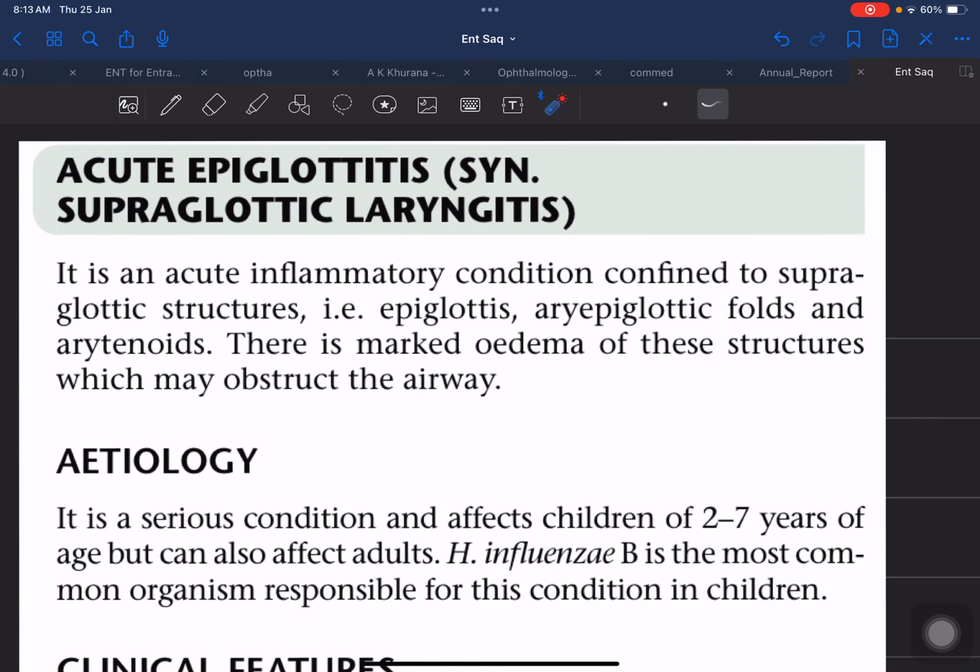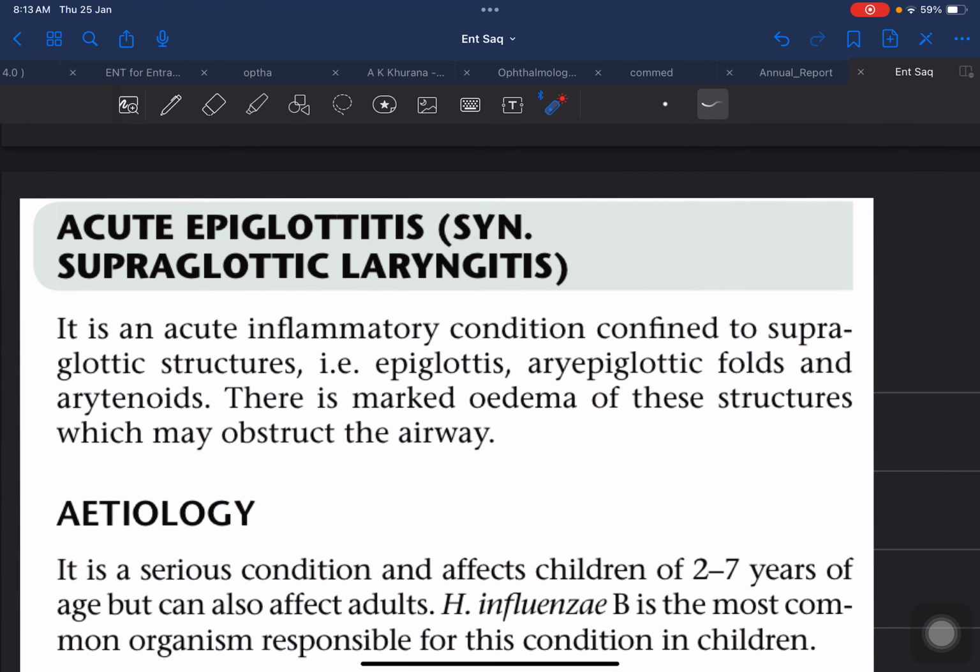Okay, talking about the questions from inflammation of larynx, the first question is: write the clinical feature and management of acute epiglottitis. We'll be talking about it. It is a recent question, asked in 2023. Now talking about acute epiglottitis or supraglottic laryngitis.